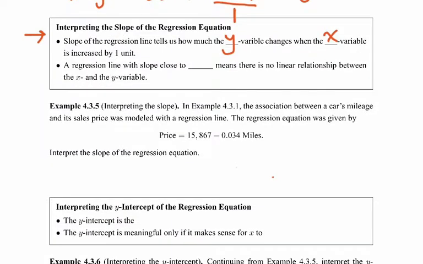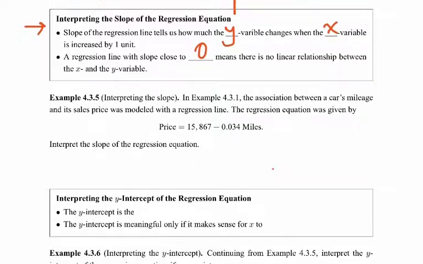A regression line with a slope close to 0 means there is no linear relationship between the x and y variable. And that'll happen when you have no correlation and your points are just kind of all over the place.